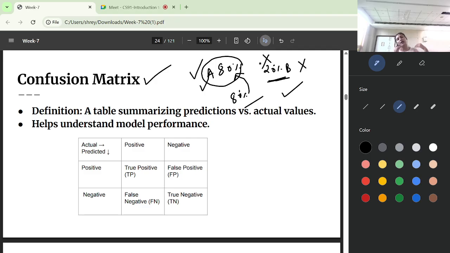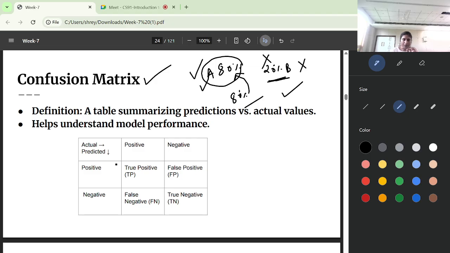So here comes another tool in which they create a matrix of multiple parameters. This matrix is called a confusion matrix. This matrix gives you the summary of predicted versus actual values. So how many actual values are there, how many predicted values are there, we can get it from this matrix.